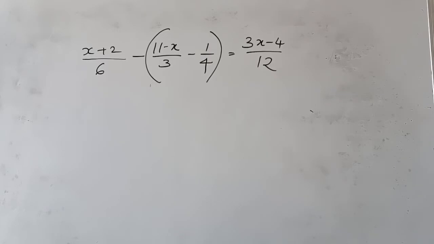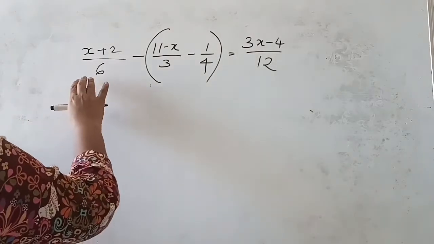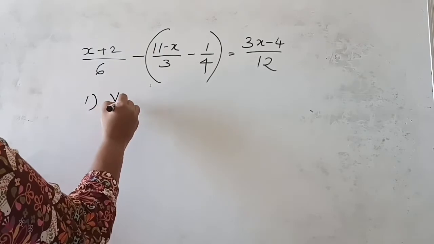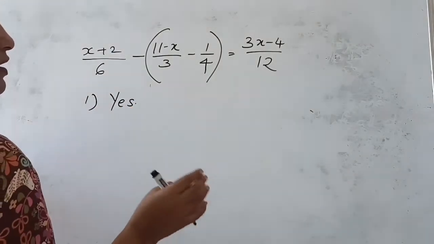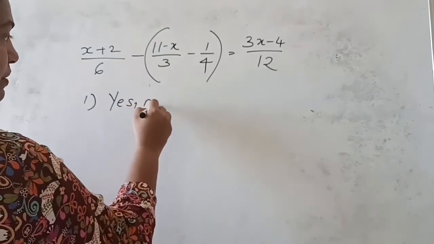(x plus 2) by 6 minus (11 minus x) by 3 minus 1 by 4 is equal to (3x minus 4) by 12. I have taken this sum from R.D. Sharma. Now, let us start with the F-B-T method. First one, fractions. Are there fractional terms? Yes. Is there only a single term on the LHS and single term on the RHS? No, I have got multiple terms.